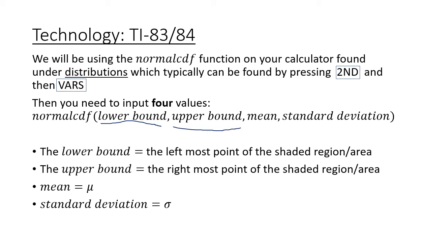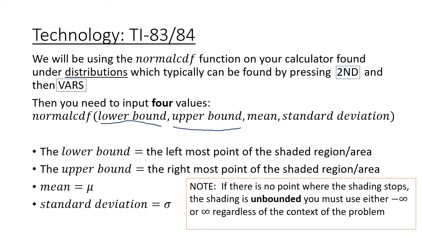But again, that normal curve, when I talk about the lower bound and the upper bound, if there's no point where the shading stops, if it goes infinitely, that shading is unbounded, and so you're supposed to use negative infinity or infinity. Now again, your calculator actually can't go all the way to infinity because infinity is not really a number. It's just this concept that it keeps getting bigger and bigger and bigger, that you can always come up with some number bigger than it. So what we're going to have to do to get around that is, regardless of the context of the problem, type just a huge, huge, huge number instead of infinity.